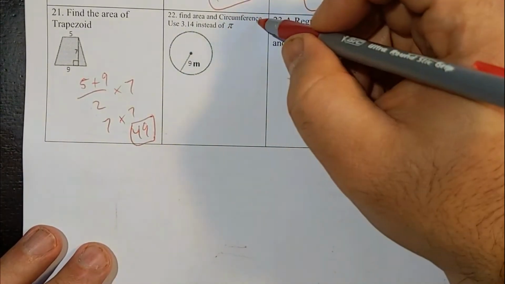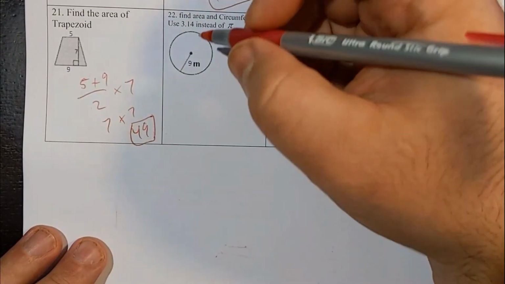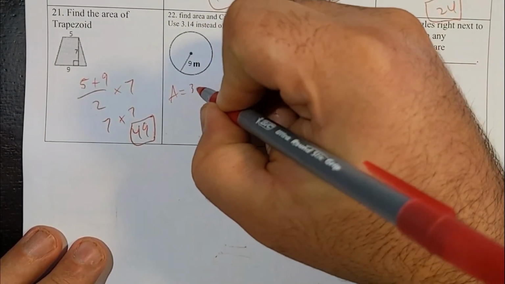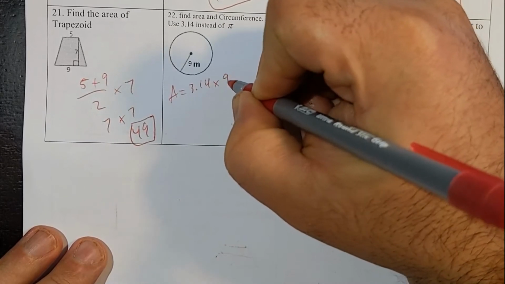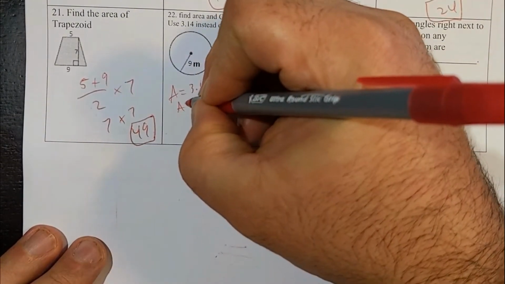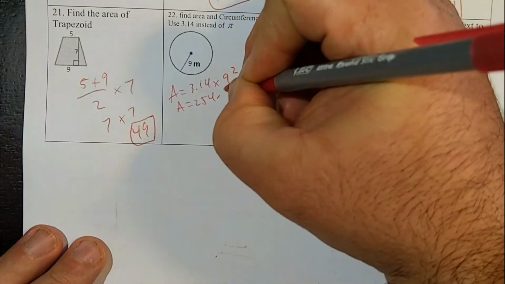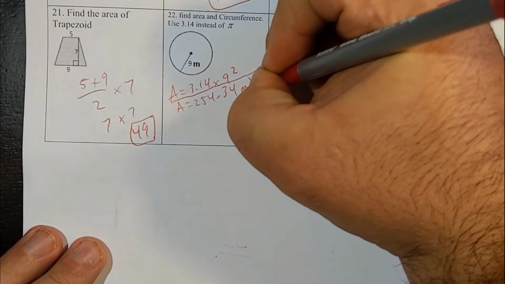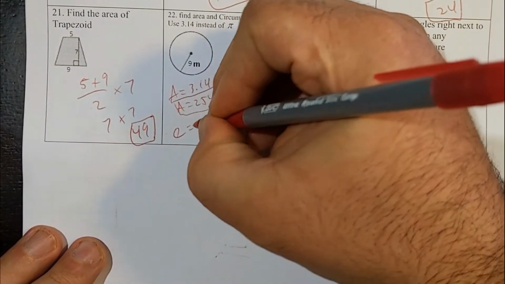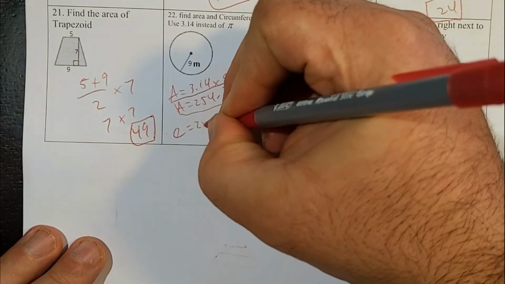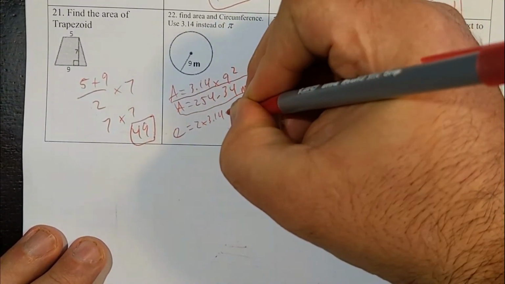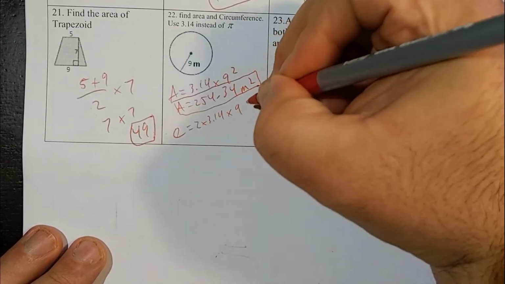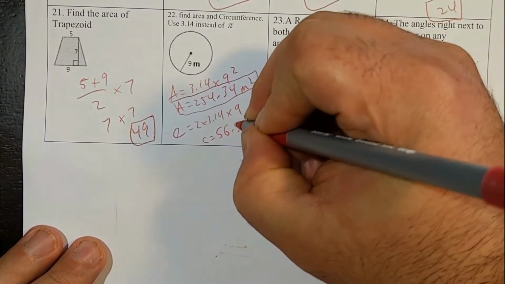On 22, asking for a circumference and the area. So for the area, it's pi times the radius squared, and the area is 254.34. For the circumference, it's going to be 2 times 3.14 times your radius, and it's 56.52.